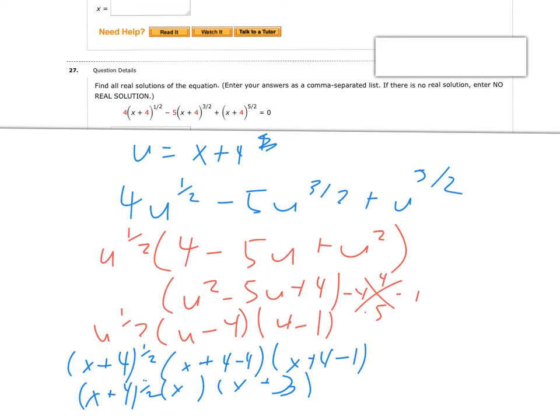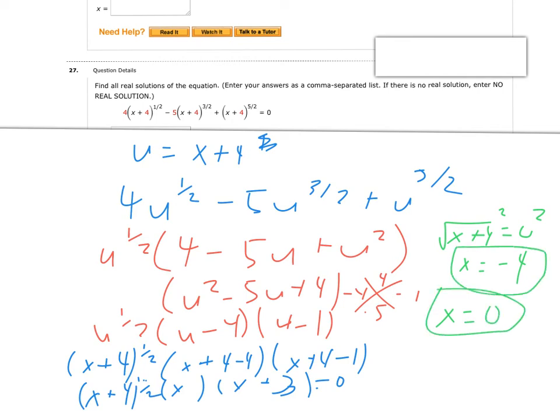All right, now this one is not a factoring problem, it's a solving problem. So I need to set these all equal to 0 and solve them. So for the first one, since x plus 4 to the 1/2 is really the square root of x plus 4 equals 0, I can square both sides, I get x equals negative 4. And then the middle one, I can just say x equals 0, because that's just an x in there. And then I could say x plus 3 equals 0, which means x equals negative 3.